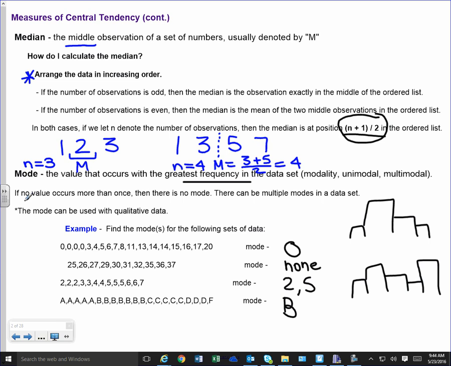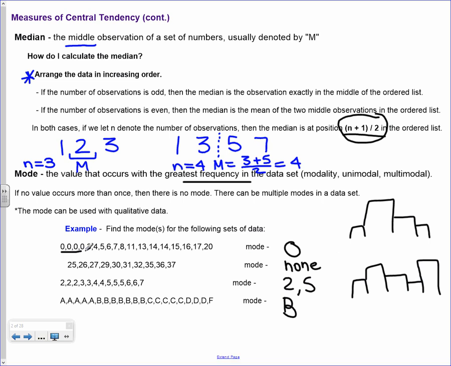It's possible that you won't have a mode. You can have a data set that doesn't have a mode, like there's just not anything that happens multiple times, or there can be multiple modes in a data set. So something like this would be a bimodal or multimodal data set. So finding the modes here, this one you can see that 0 occurs more than any of the other numbers, so 0 is our mode. But this one, however, you look through there and none of those occur more than any other number, so you would have none as your mode.